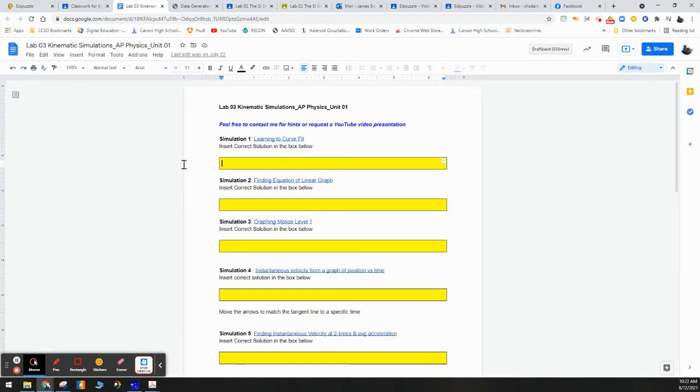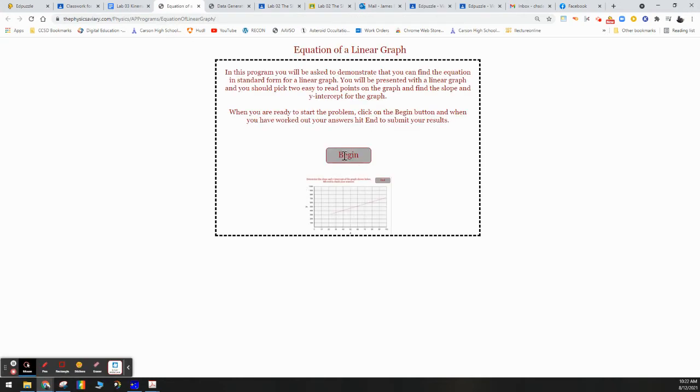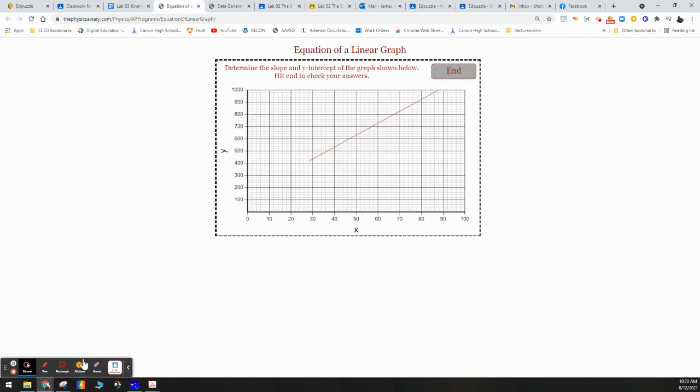Okay, so simulation 2 is called finding equation of linear graph. Let's go and take a look at that. All right, so go ahead and begin. What we're looking for here is y equals mx plus b. Normally, here's a line, and it looks like it could end up going to a y-intercept something over here, but I'm not sure yet, so I have to figure out 2 points.